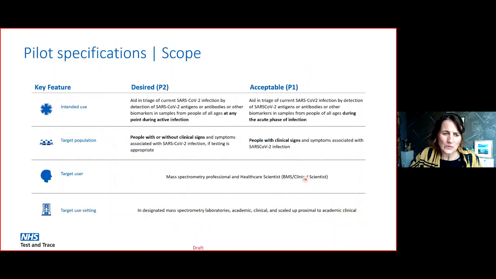So the pilot labs have been given very simple briefs. They're based on target product profiles as designed by the MHRA. And the aim is to detect antigens and perhaps antibodies from the virus in people of all ages during any stage of active infection. And so we want to really target this both at people, of course, who are infected, but also people who are asymptomatic and don't have any clinical indicators of the infection. And as said, the target use setting is designated mass spectrometry laboratories. To be clear, we're not talking about point of use analysis, but of course point of use testing.